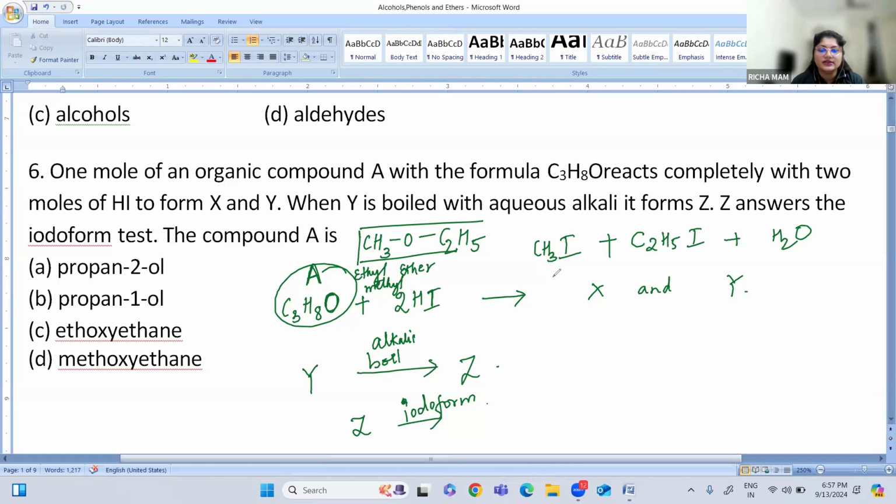So this is the compound. This can be your X, this can be your Y. Now if I take Y, what is Y? Your ethyl iodide. So if I treat it with some aqueous alkali, which alkali will I take? I'll take aqueous NaOH.